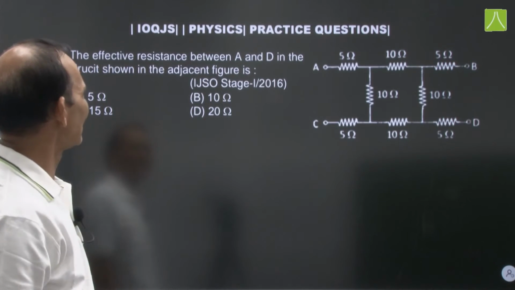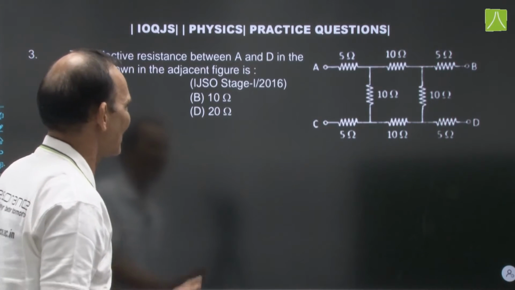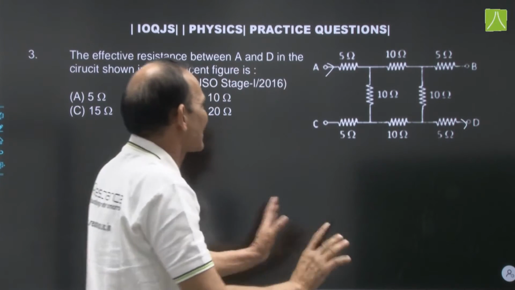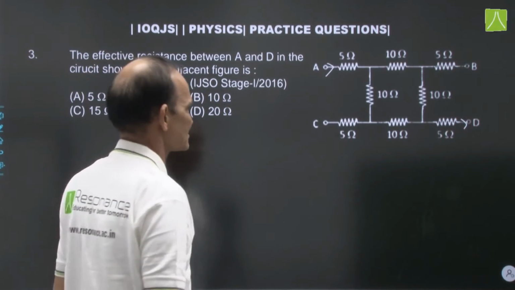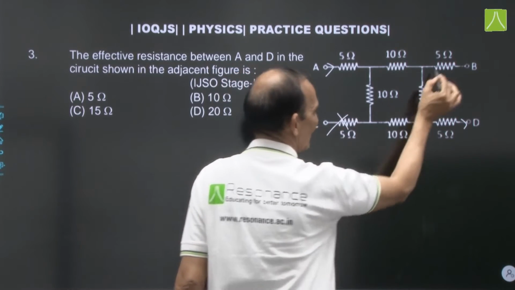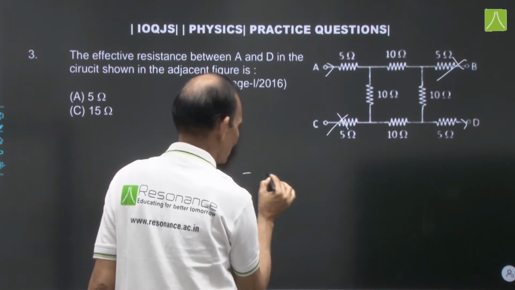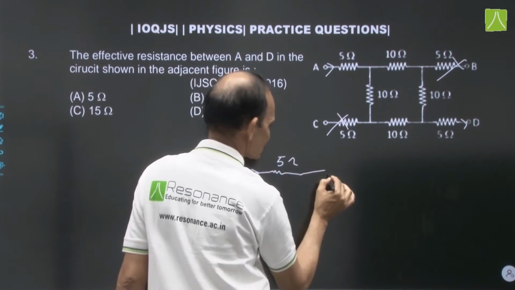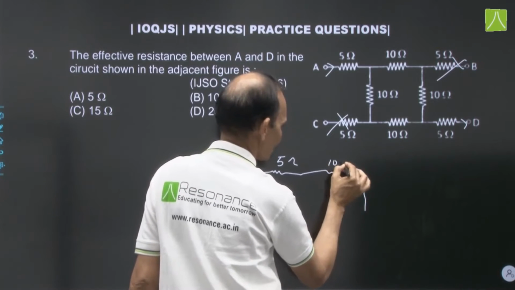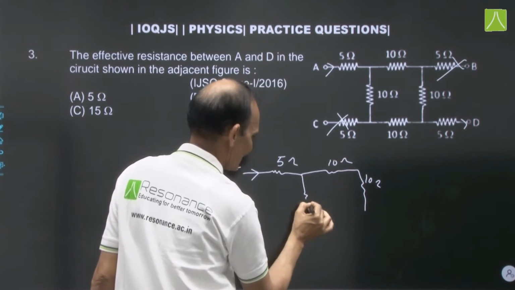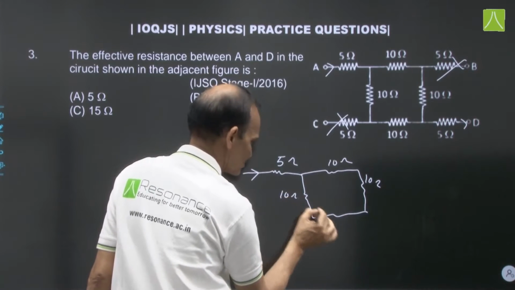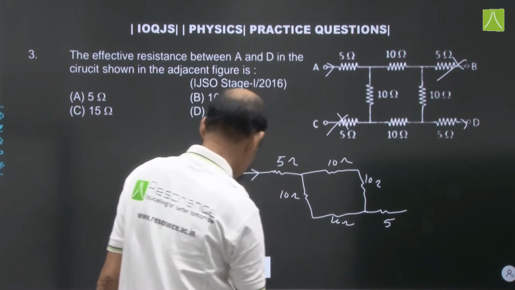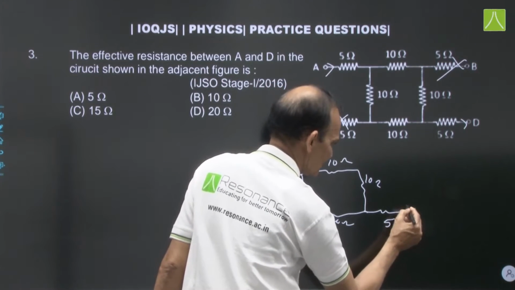The effective resistance between A and D in the circuit shown in the adjacent figure. A and D: current enters from here and comes out from there. It means a battery is connected between A and D. You have to find the equivalent resistance. Then no current will flow through this one and this one. If we redraw the circuit, it is 5 ohm, this point is A, it is 10 ohm, it is also 10 ohm, it is 10 ohm, it is also 10 ohm, it is 5 ohm, and this point is D.